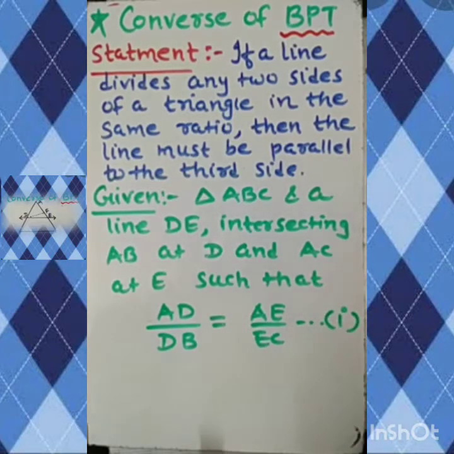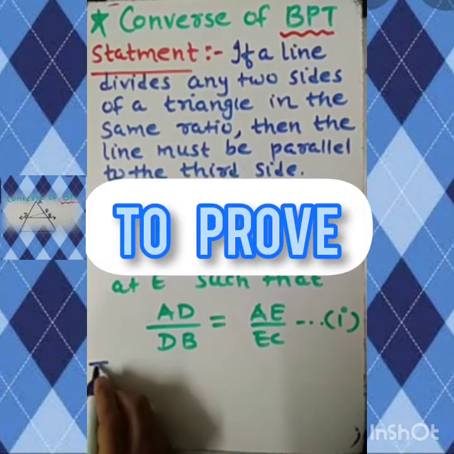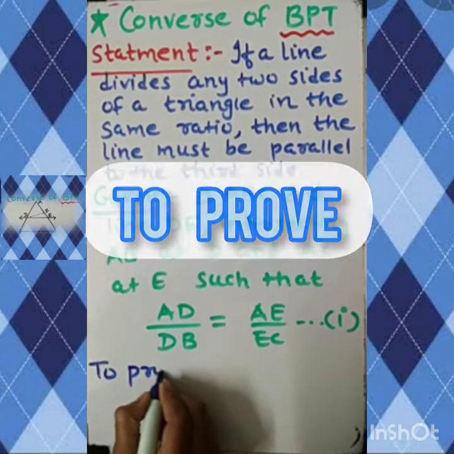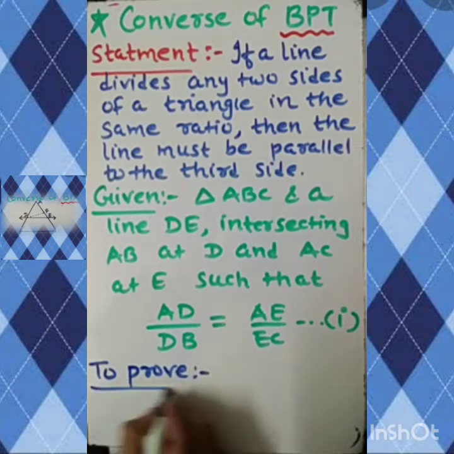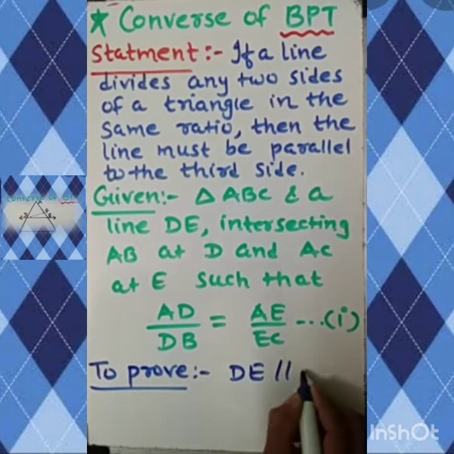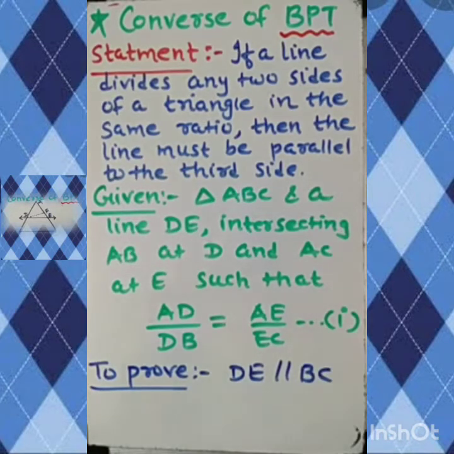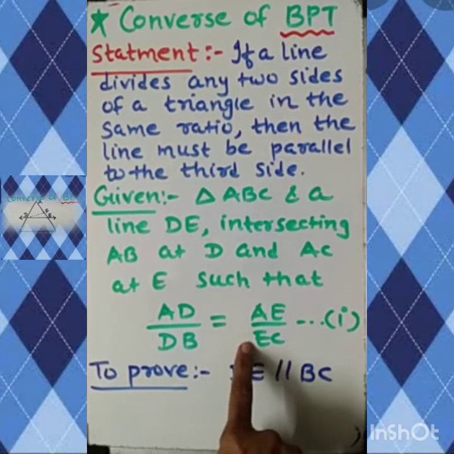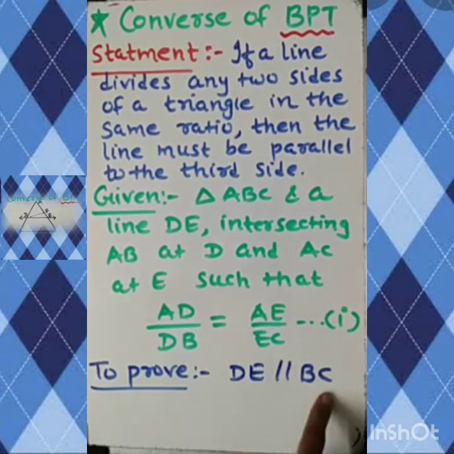Now what we have to prove? Before I draw the figure, I am mentioning what we have to prove. We need to prove DE is parallel to BC. Let's draw the figure and try to understand the proof. We need to prove that if the sides are in proportion, then they are parallel. This is the converse of the BPT theorem.